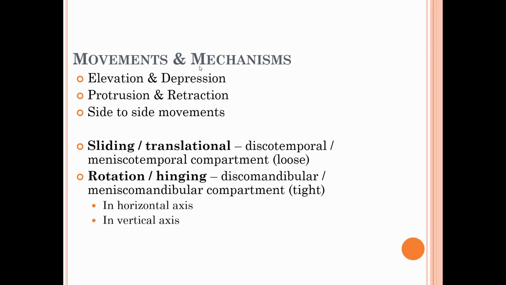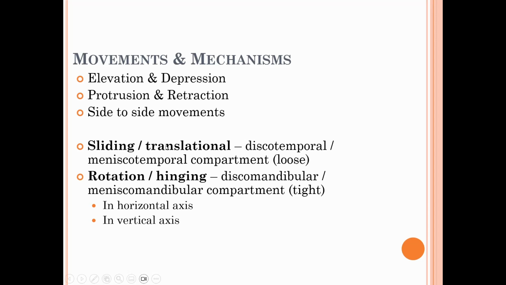So you can see here the movements, as you have already seen during the muscles of mastication. There is elevation, depression, there is protrusion, retraction, there is side to side movement. So there is sliding or translation movement which occurs in the discotemporal or meniscotemporal compartment, okay, and rotation or hinging movement that is occurring in the discomandibular or meniscomandibular compartment. So these two compartments have different movements, and these movements are movements of the mandible, okay.